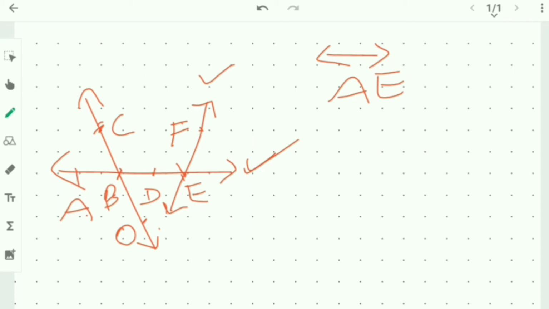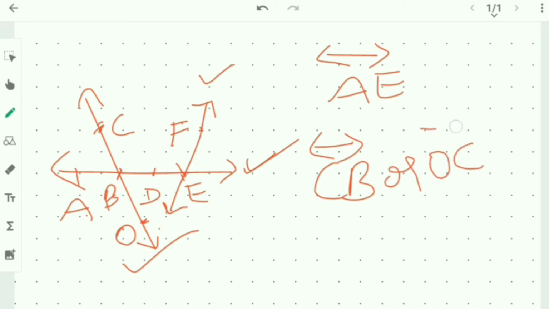Okay, the line on which O lies, the point O. The point O lies only in one line, that is this one, which passes through C, B, O. So you can write the line as CB, or you can also write it as OC, or you can also write it as OB. All these lines contain the point O.